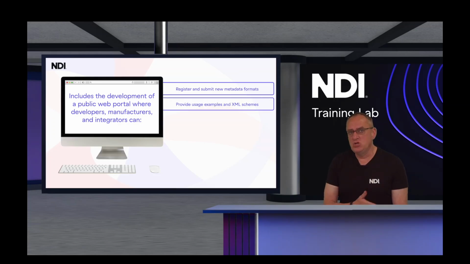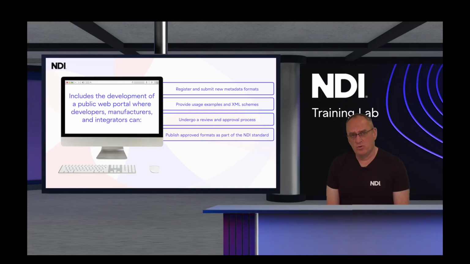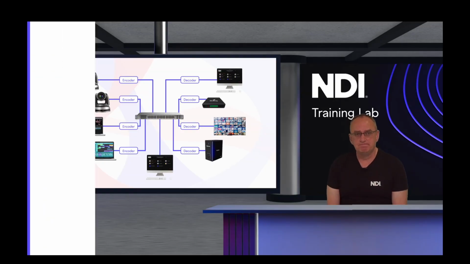They can provide usage examples and XML schemas and undergo a review and approval process. They can also publish approved formats as part of the NDI standard. By formalizing this process, the whole NDI ecosystem opens up to collaborative development to ensure that innovations in metadata like camera control protocols or subtitle formats can be shared and reused by the entire community.